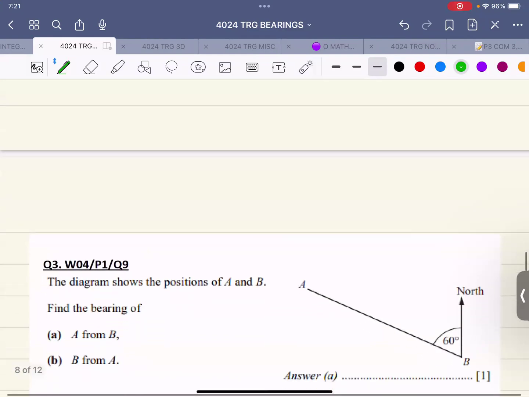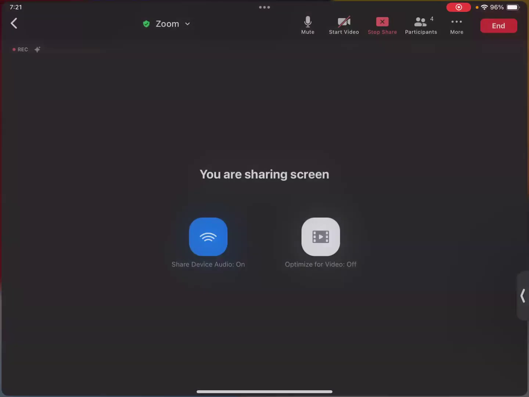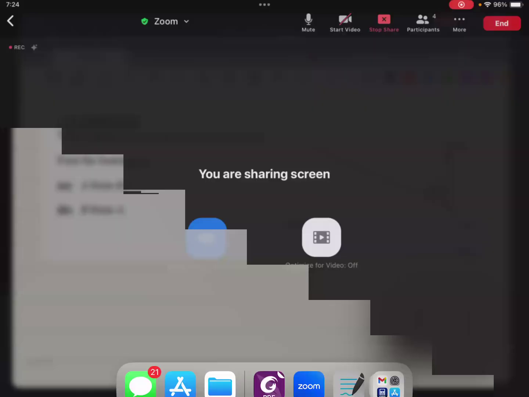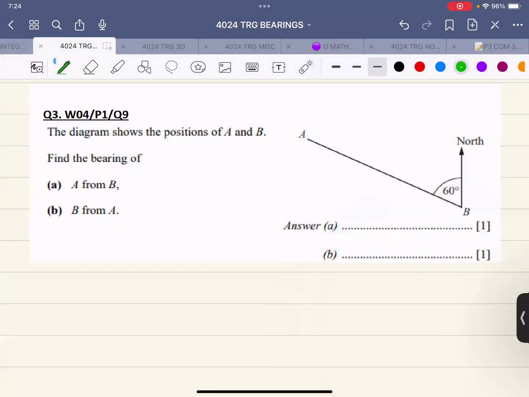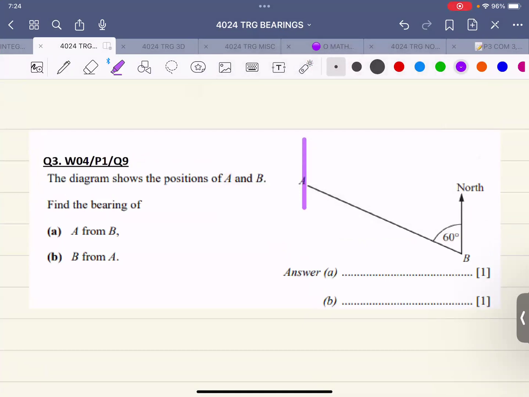Now, this small question, I would like you to try it out. So now in this question, it says that the diagram shows the position of A and B. This is A, this is B, this is 60 degrees. There is a north here. We are interested in the bearing of A from B, B from A. Very simple, very easy. So first of all, let me draw this north axis over here.